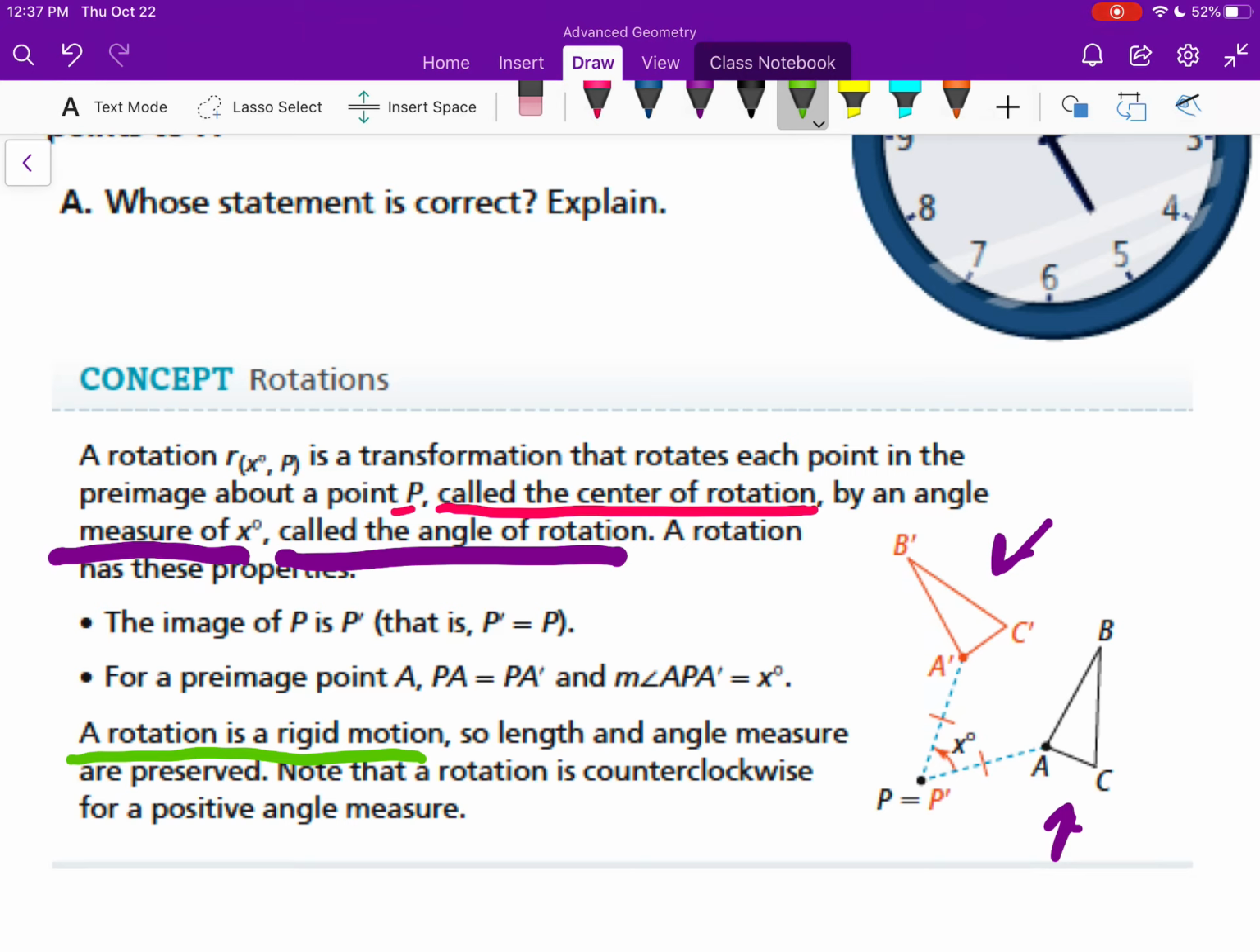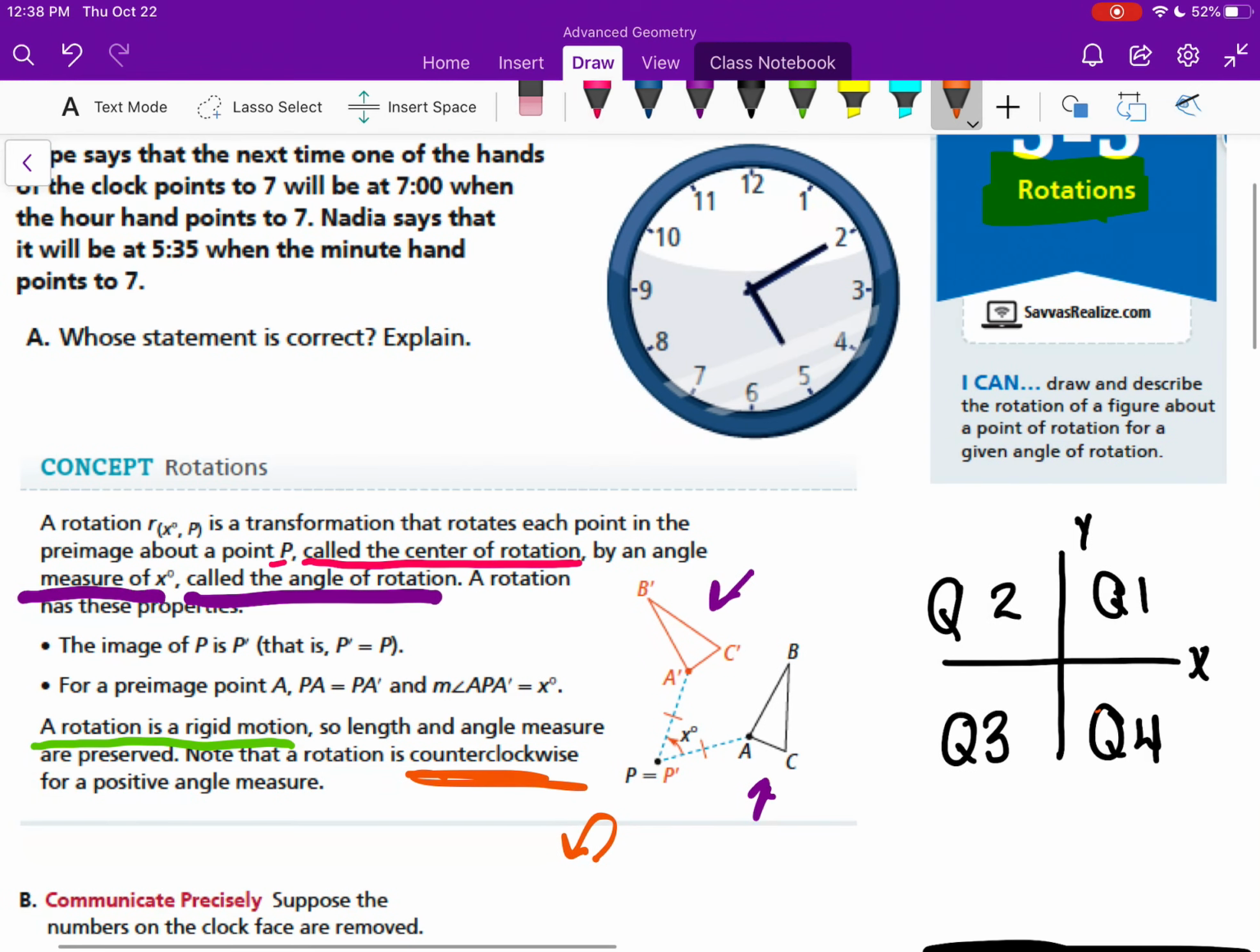And a big thing to know is we rotate counterclockwise. And the reason why is, let's look at our quadrants, where we have quadrant 1, quadrant 2, quadrant 3, quadrant 4. We move through our quadrants counterclockwise, which is why we rotate counterclockwise. If you're given a positive angle measure to rotate around, you're moving counterclockwise.